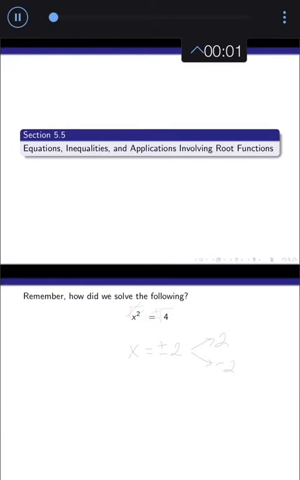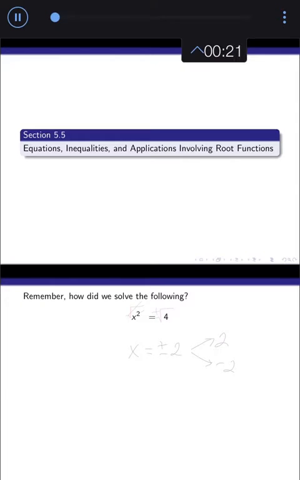In section 5.5, we'll look at solving equations and inequalities involving roots. But let's start by talking about the reverse, which we've already done. What if we have an equation involving x squared? So if we look at this first example, we have the equation x squared equals 4.